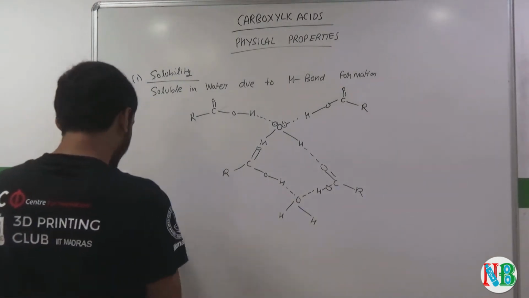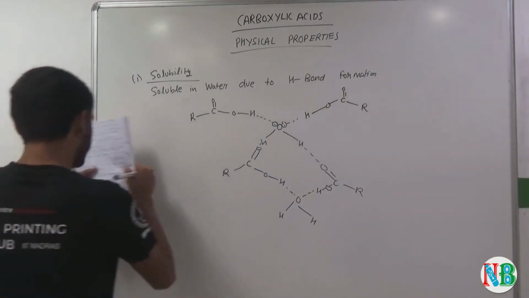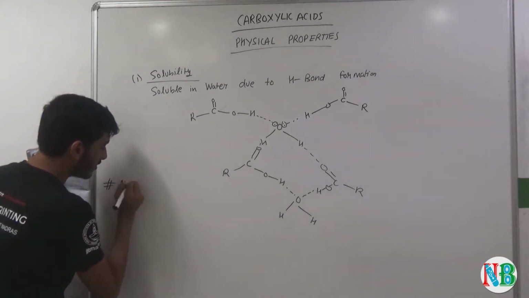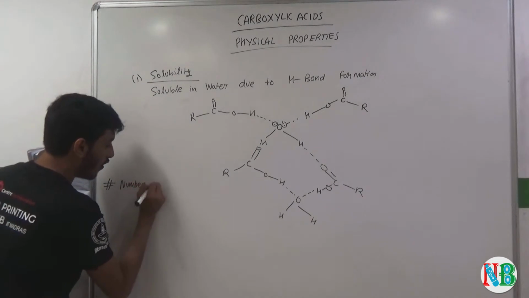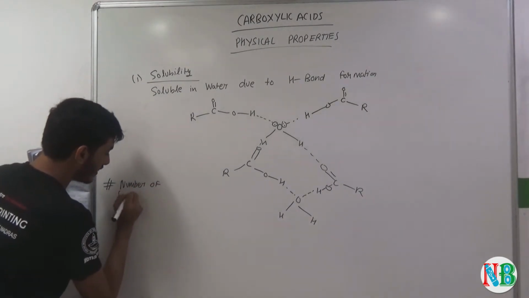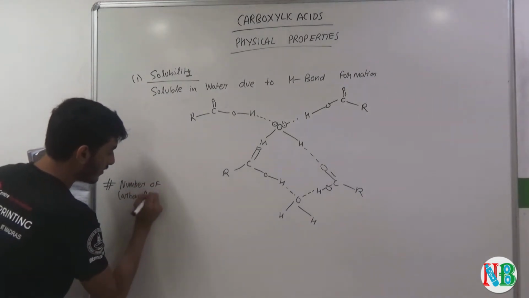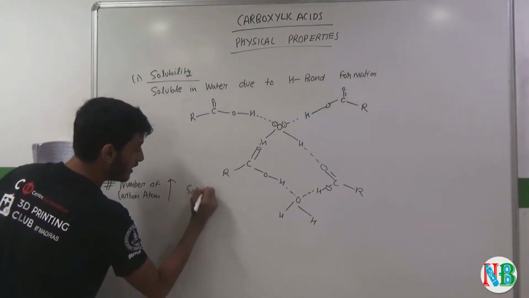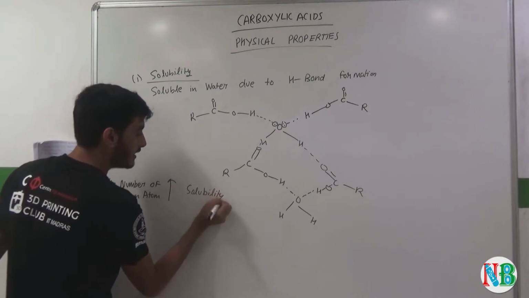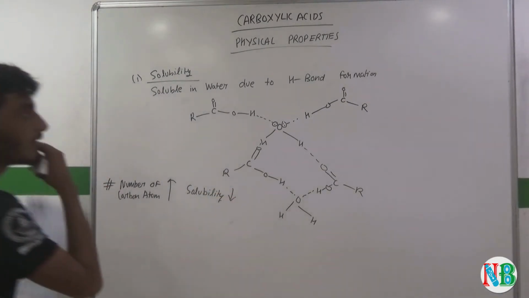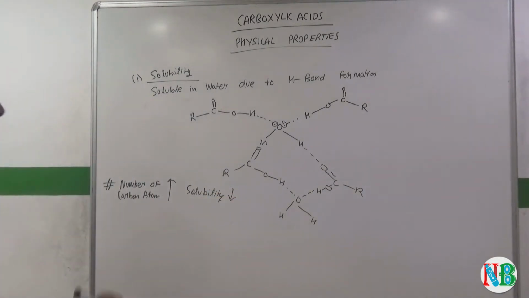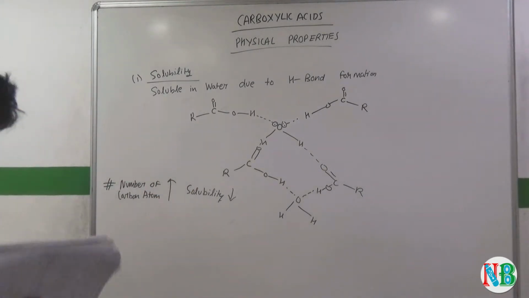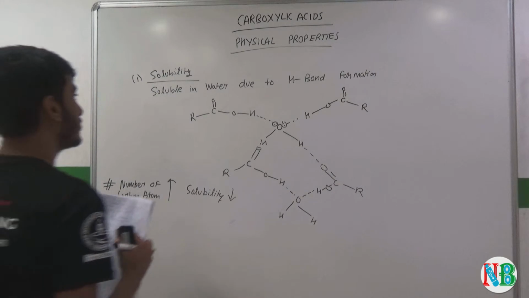Now we see one thing, that as the number of carbon atoms in your acid increases, we see that solubility decreases. So as your acid grows up, it is very less soluble.